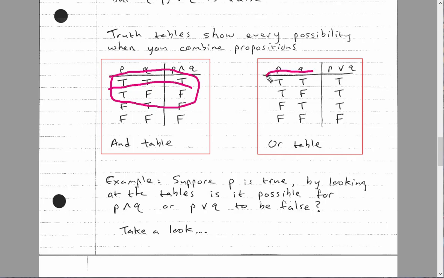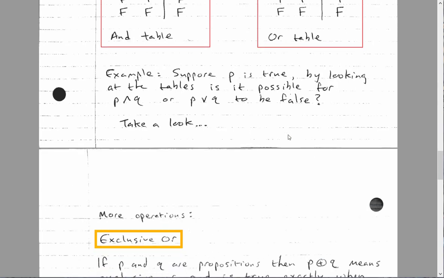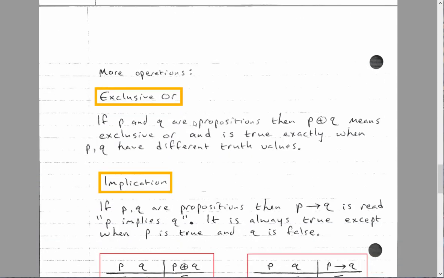Okay, how about the OR case? So if P is true, we're in these top two cases. Now it's not possible for P or Q to be false. It doesn't matter what Q is, this is always going to be true. Alright, so that's AND and OR. Let's look at two more operations.